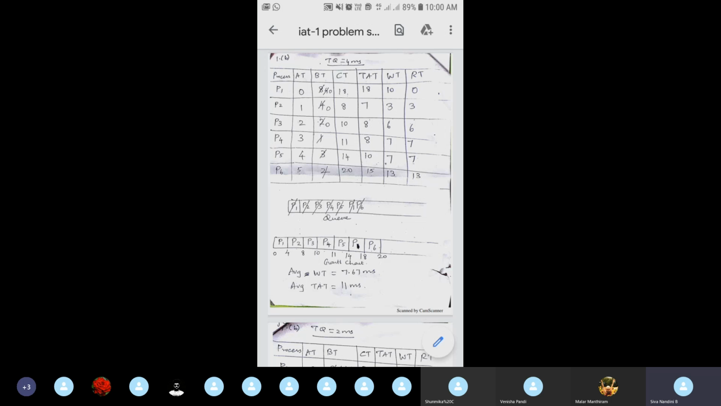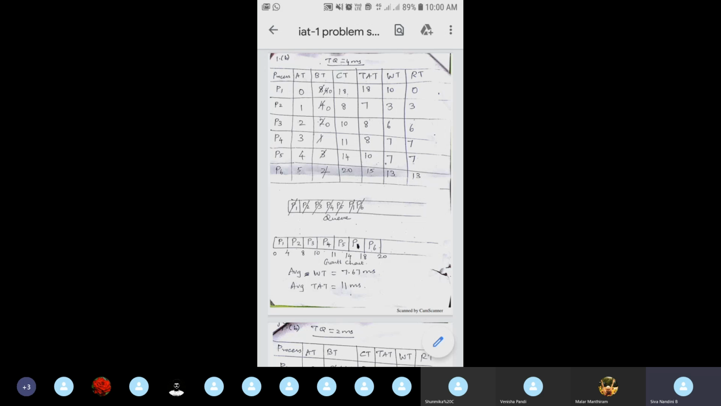And next for process P6, the arrival time is 5th millisecond. The process P6 arrived at 5th millisecond and it started its execution, if you see in the Gantt chart, at 18th millisecond. So from 5th to 18th millisecond, it waited in the system. So 18 minus 5, 13 millisecond is the response time for process P6.